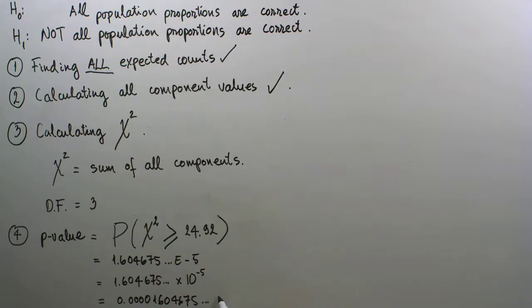Unless specified otherwise, final p-values for all of my video lessons will be rounded to 4 decimal places. I leave that responsibility to viewers and students of mine to watch for any rounding requirements when it comes to final p-values. So here it's rounded to 0.0000.